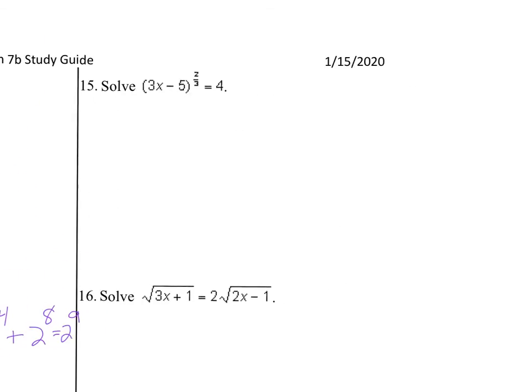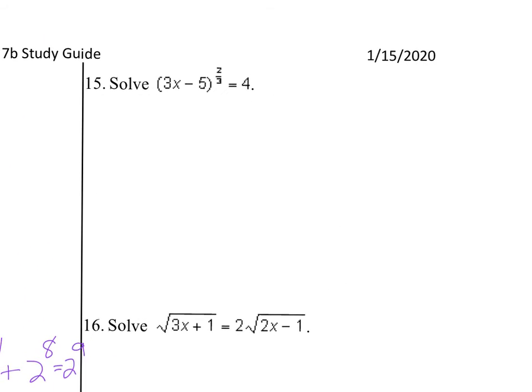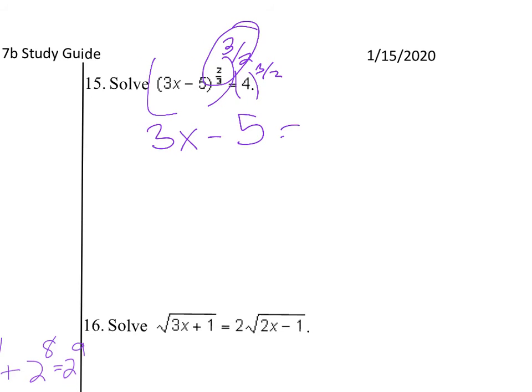Let's move over here to number 15. All right, so what we're going to do is raise this to the reciprocal of the power I have. So that means this one is also going to have to go to 3 to the 2. All right, so this becomes 1, leaving me with just 3x minus 5.